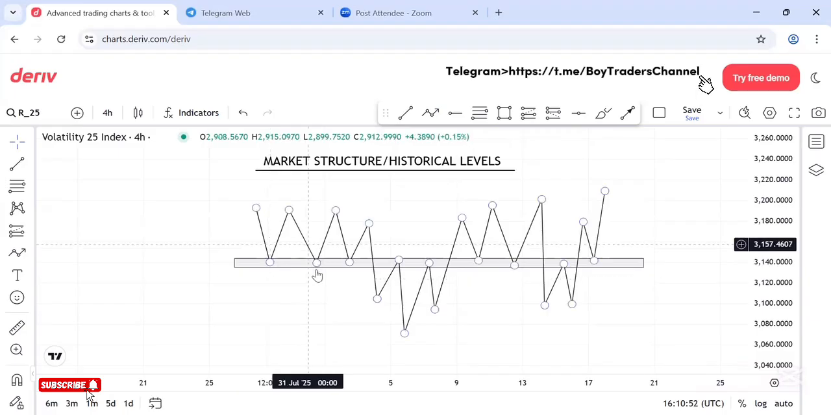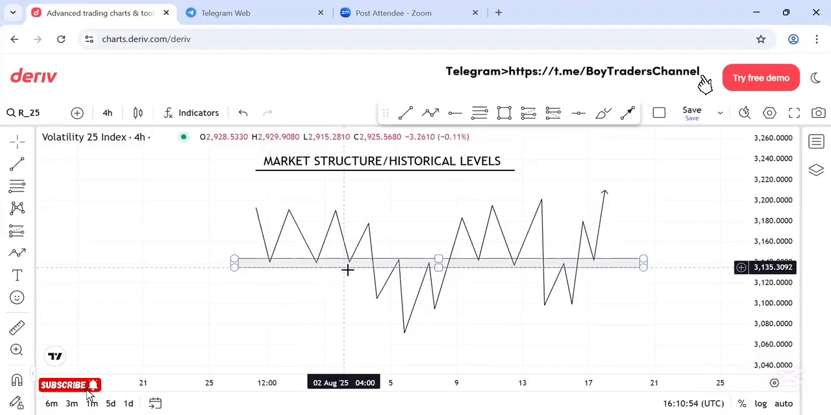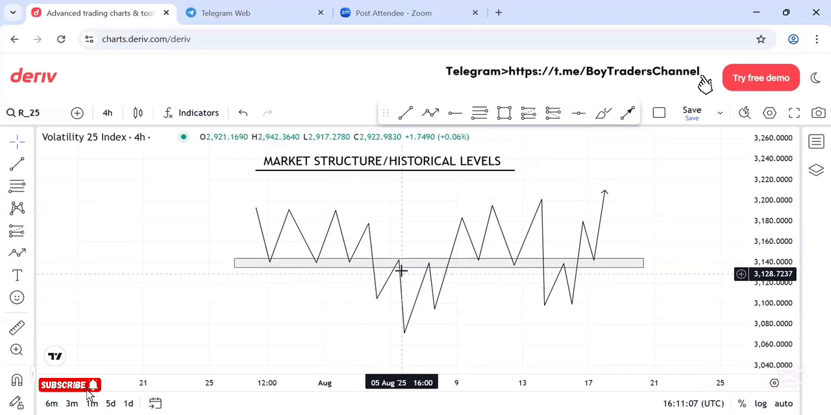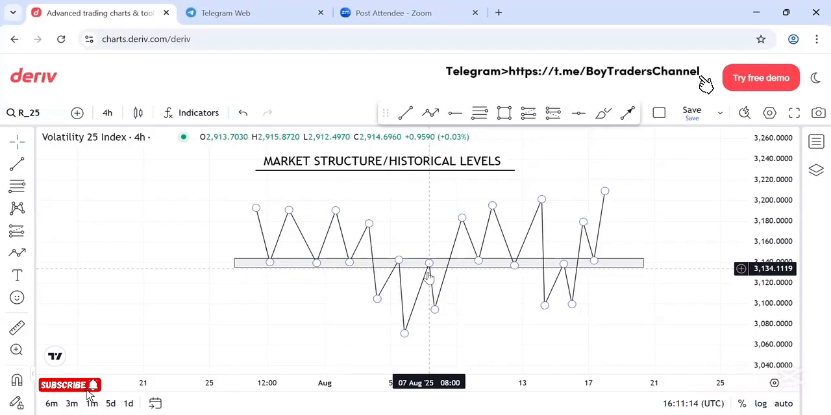Then we had another reaction on the 31st of July, another one on the 2nd of August. So we've been getting reactions on this level. We've had past reactions. So after this reaction, we had price break below this historical level, gave a retest of it. And we had another reaction on the 5th of August, which is today. For an example, the next reaction, which we can see happened on the 7th. Next one happened on the 10th.